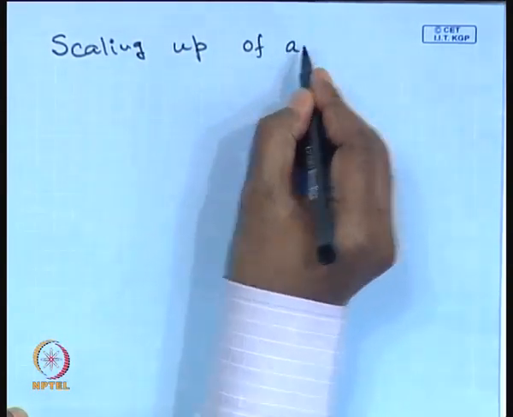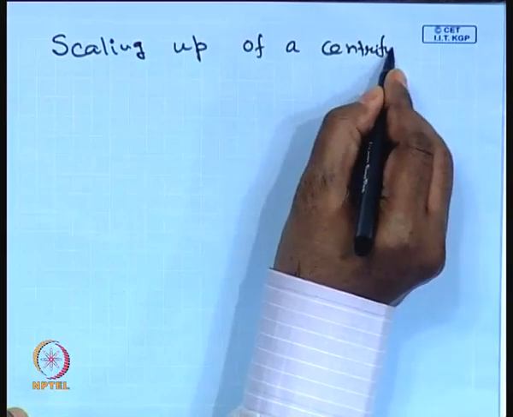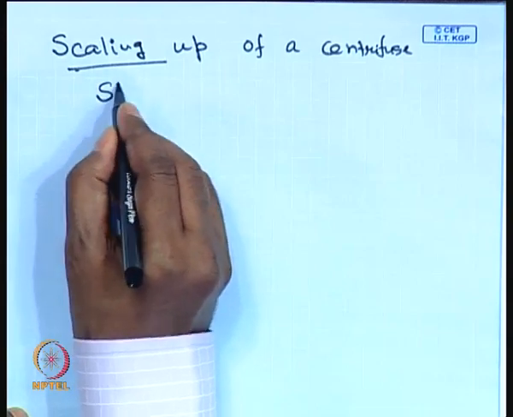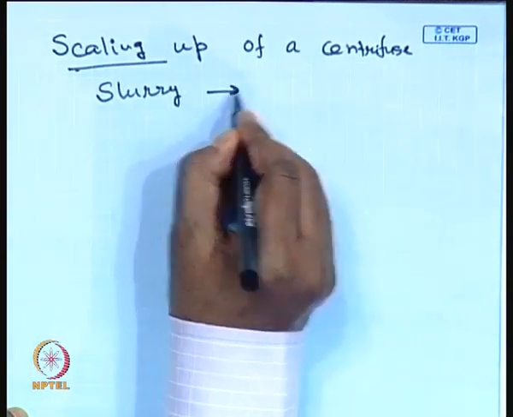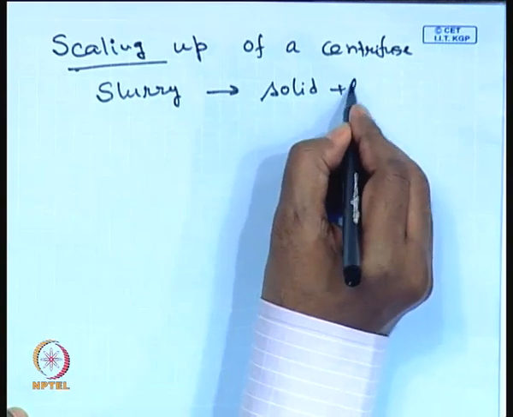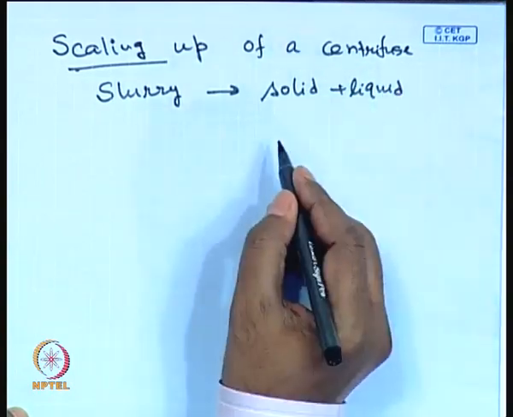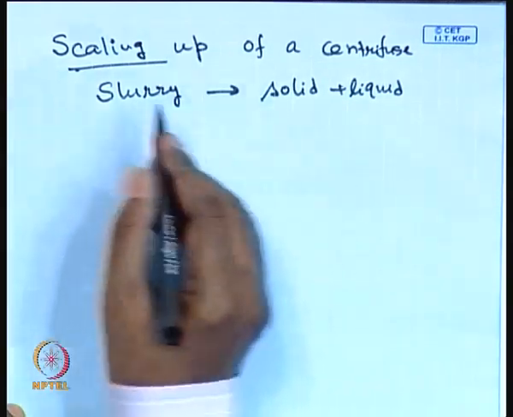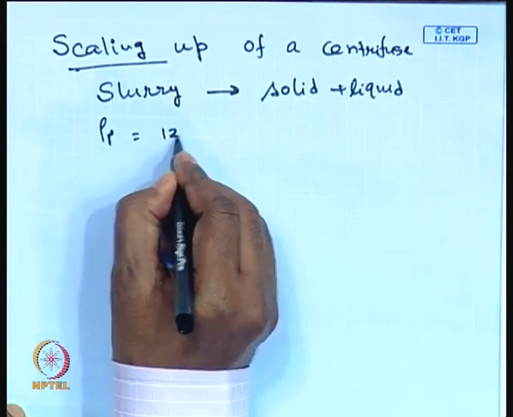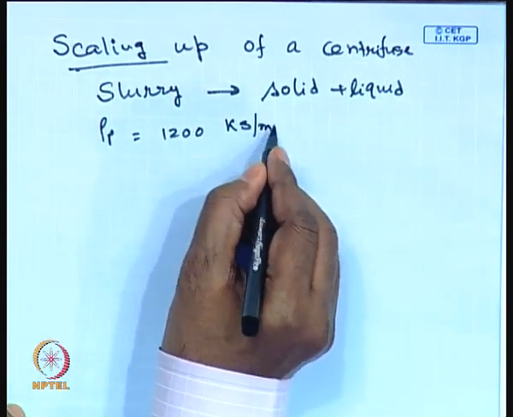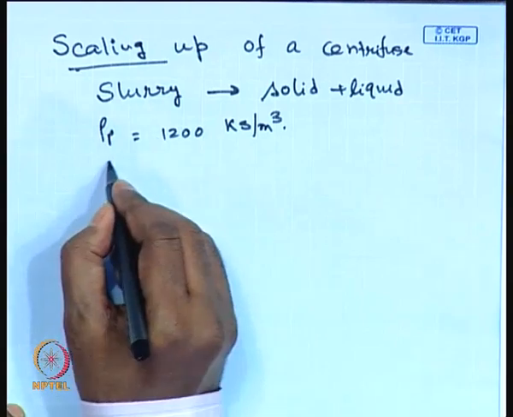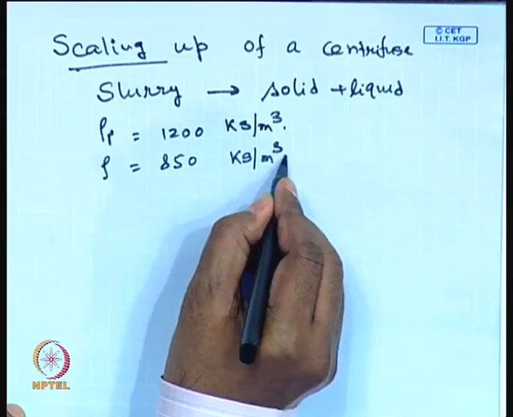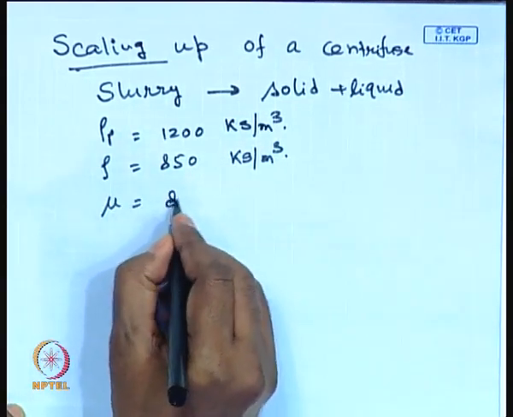Scaling up of a centrifuge. Now, in this problem, we are dealing with a slurry. Slurry means again solid plus liquid, and we would like to separate the solids from the liquid stream using the centrifugal forces. It contains solid particles of density 1200 kg per meter cube. It has to be clarified by centrifugation. The solution density is given as 850 kg per meter cube. The solution viscosity is given as 80 cP.